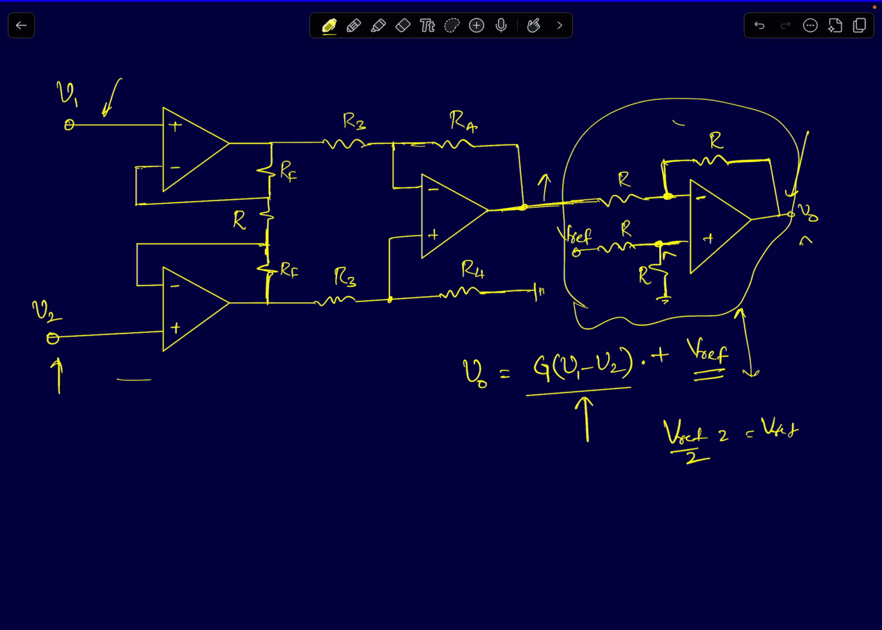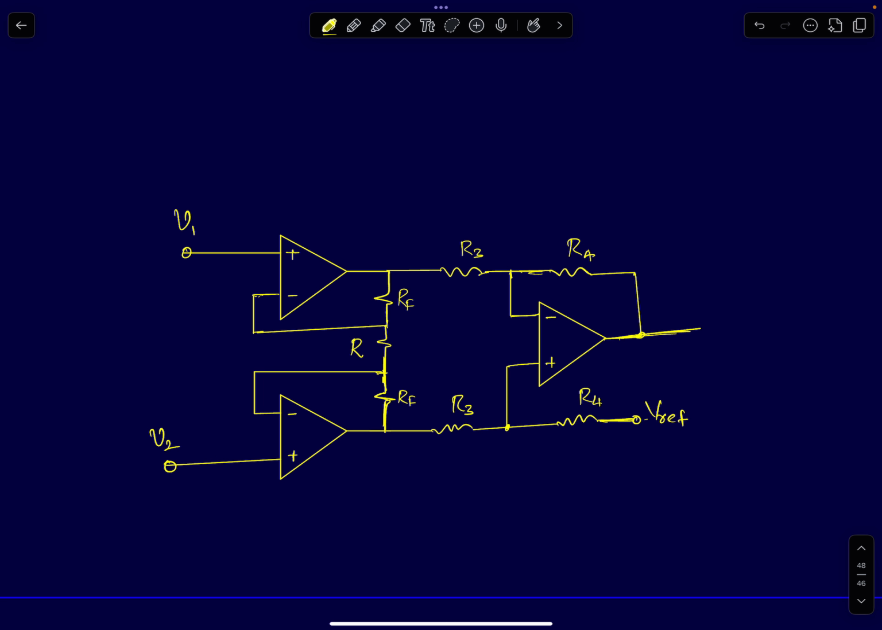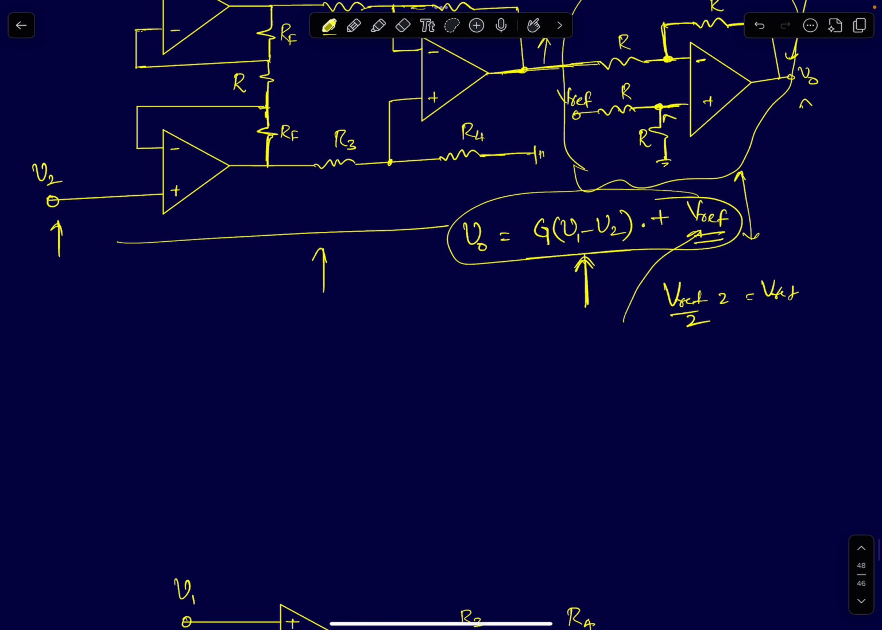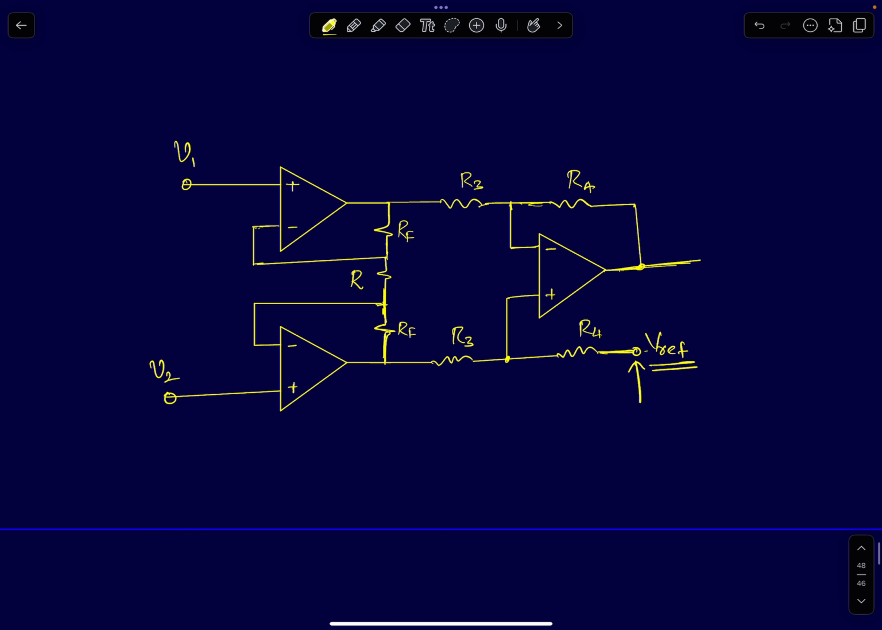Can we do something to this circuit itself such that I get this operation? I'm able to not only amplify the differential signal, but also add some DC offset, a DC level to the output. Now how that can be very easily done is by connecting a voltage source of value Vref to the resistor R4. So previously, if you look, the resistor R4 was connected to ground, right? This node was connected to ground. Now instead of connecting it to ground, if I connect it to Vref, we'll see what happens now.